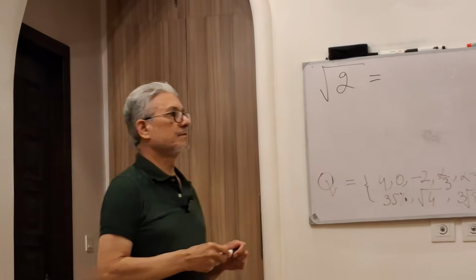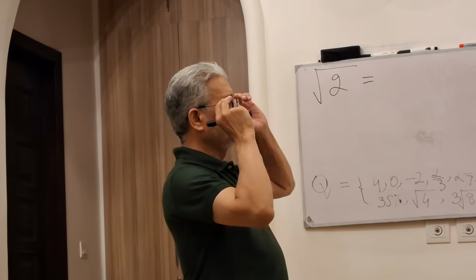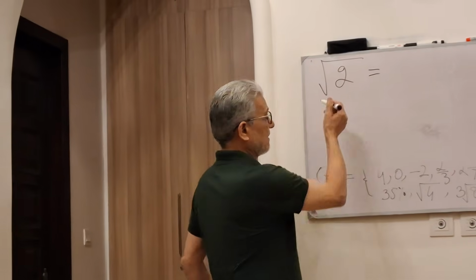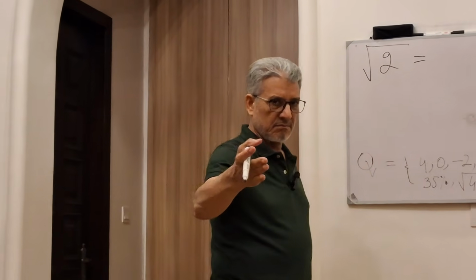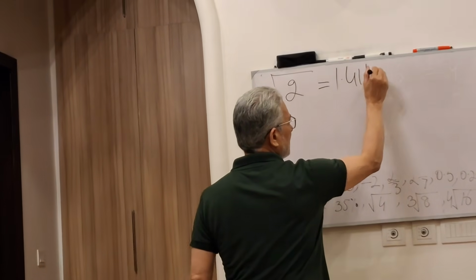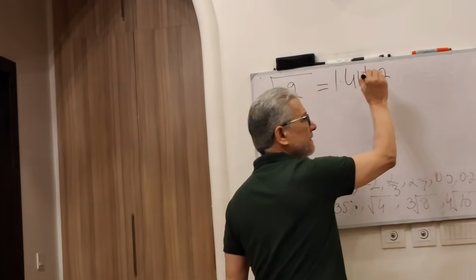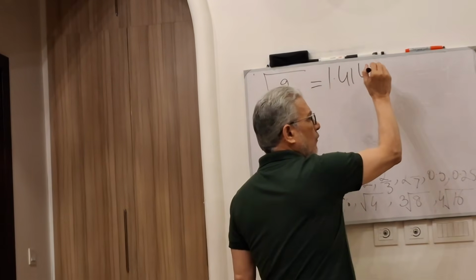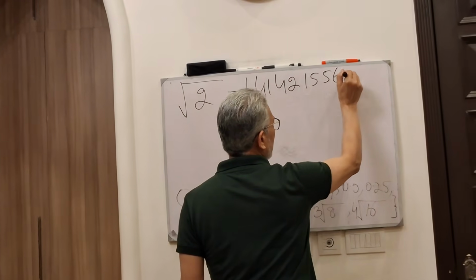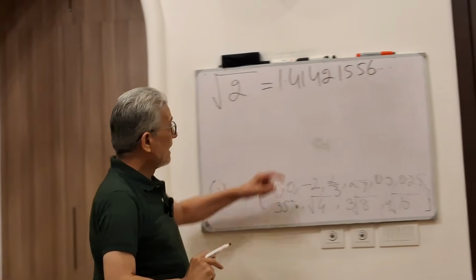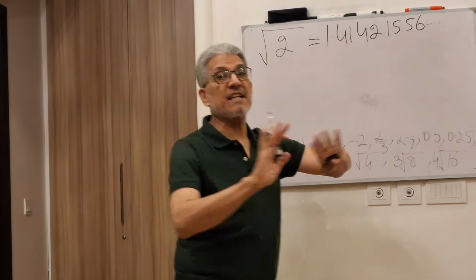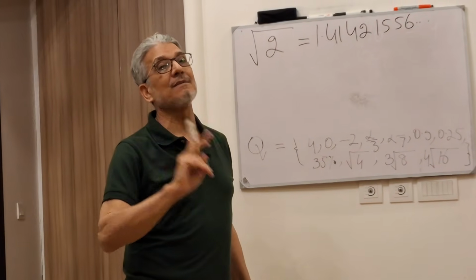What is the answer? When you take the square root of 2, what answer do you get? Ask the calculator. It will give you 1.4142 and 1, 5, 5, 6, and so on. See the decimal. The decimal is non-terminating. It is not terminating, but it is also not repeating.